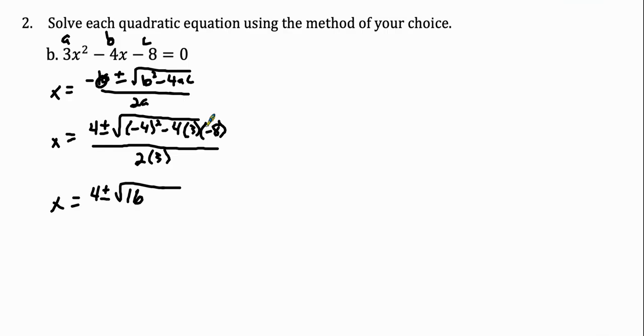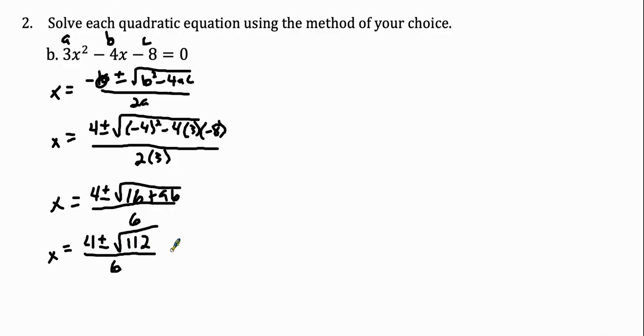So -4 times 3 times -8 gets me 96, a positive 96, because we have a double negative. So plus 96 all over 2 times 3 is 6. Inside the square root then, 16 plus 96 gets me 112. And 112 is not a perfect square, so I can't simplify that square root any further.